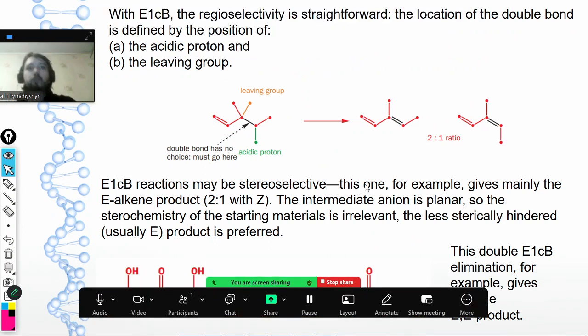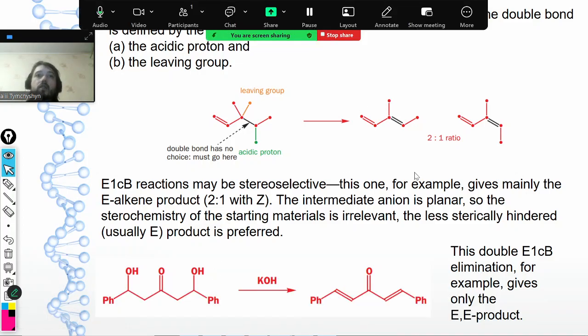That's it. Once again, some notions. The regioselectivity, so the location of the double bond, is defined by the position of the acidic proton and the leaving group. So where you have the leaving group, where you have the most acidic proton, that will define the regioselectivity of the reactions. E1CB may be stereoselective.